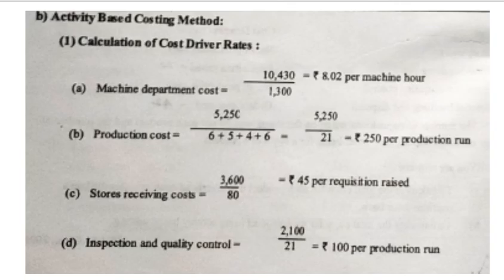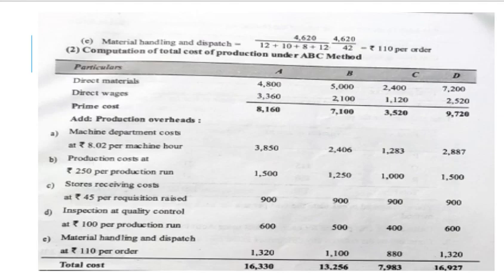Next is your inspection cost. For your inspection cost, what is the cost driver? Again, it is your production run. So that is nothing but 6, 5, 4 and 6. So 6 into 100 will give you 600. 5 into 100 will give you 500. Then 4 into 100 will give you 400. 6 into 100 will give you 600.